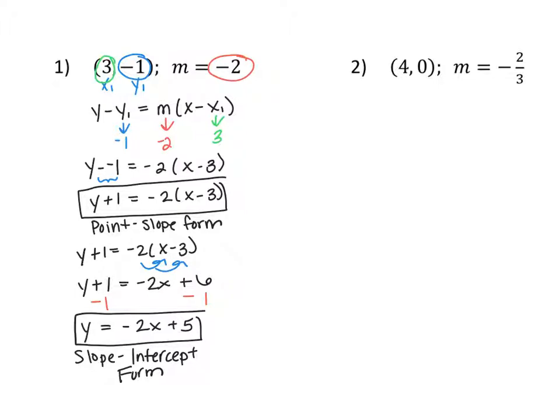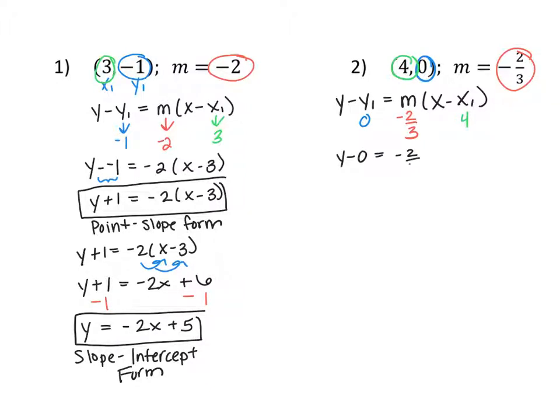So here we go with number 2. It's very similar to number 1. We're just going to substitute these points into our point-slope equation. So y minus y1 is equal to m times x minus x1. So our slope, negative 2/3, that's going to go there. Our y is 0, so you have a 0 there. And your x is going to be 4. So when you rewrite this, it's y minus 0 equals negative 2/3 times x minus 4. So y minus 0 would be just y.